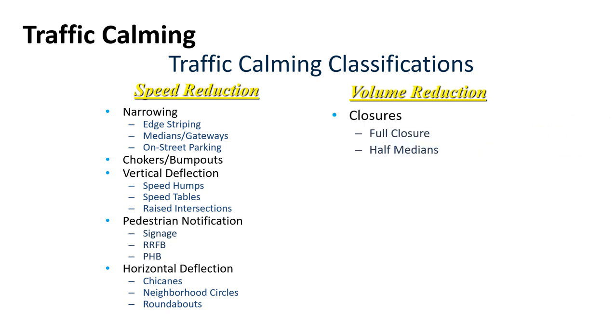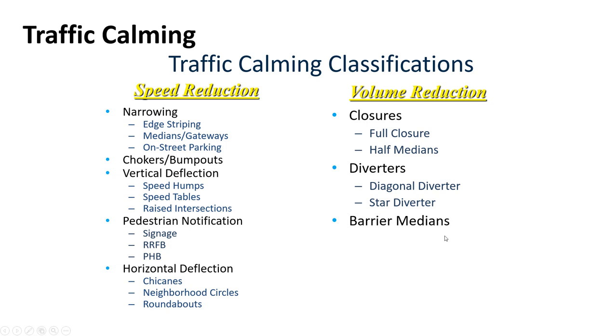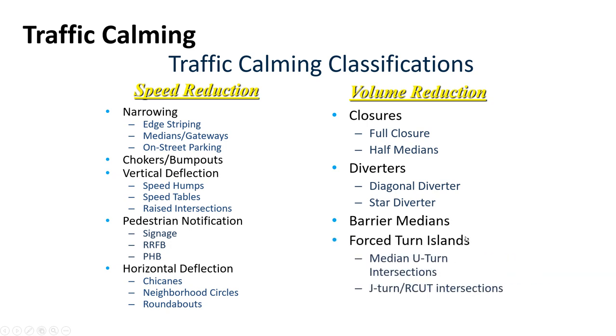Volume reduction, that's closing that whole road off, right? We looked at that one little chart before, and if you just don't allow through traffic, that will reduce your volume, right? Either by the full closure or only allowing one direction after a certain point, the half median for that. Diverters, which is just kind of what it says. You're diverting traffic off of it and pushing them onto the side roads through there. Barrier medians, and so you can't cross the median. You can only go one direction, so you can't come out of the driveways and go both directions. For that, a forced turn island, so median U-turn intersections, J-turns and R-cut intersections.